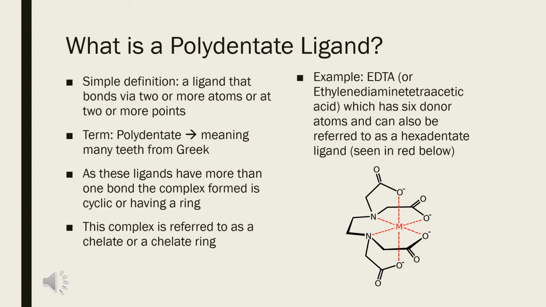And then this complex is referred to as a chelate or a chelate ring. An example of this is EDTA, or ethylenediaminetetraacetic acid, which has 6 donor atoms and can also be referred to as a hexadentate ligand.